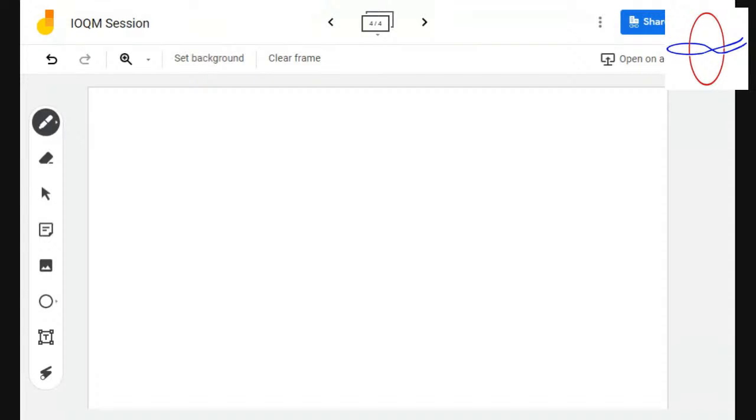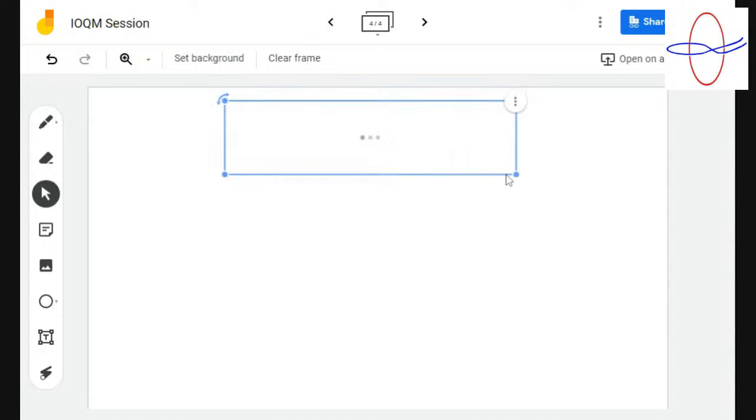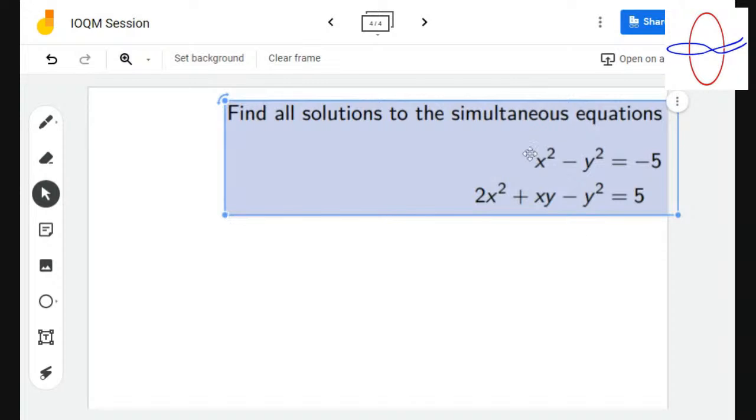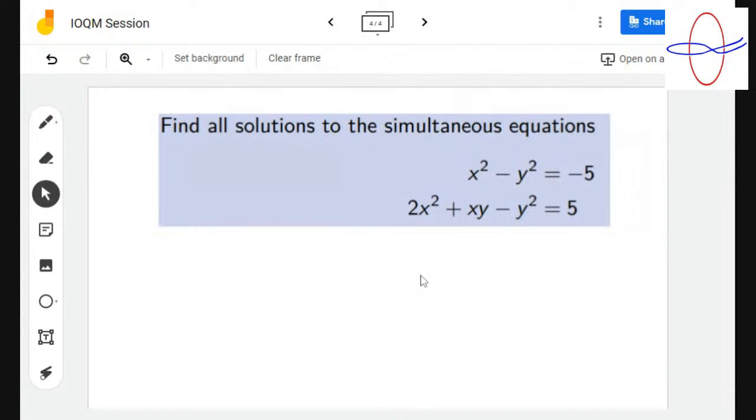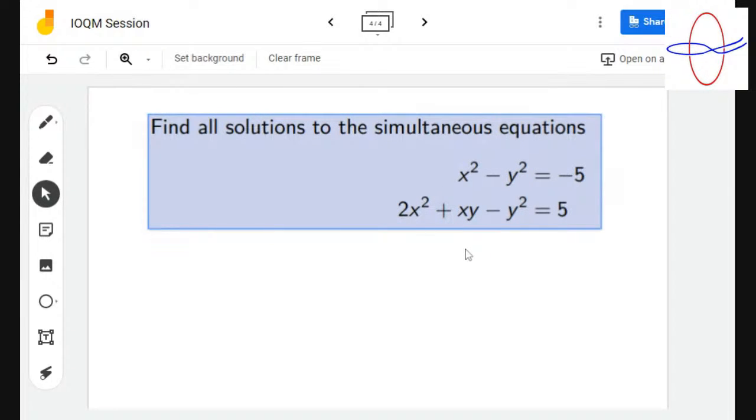Find all solutions to the following equation. So let's do the next problem. Find all solutions to the simultaneous equations: x squared minus y squared is equal to minus 5, and twice x squared plus x minus y squared is equal to 5. Can you see the question, guys?